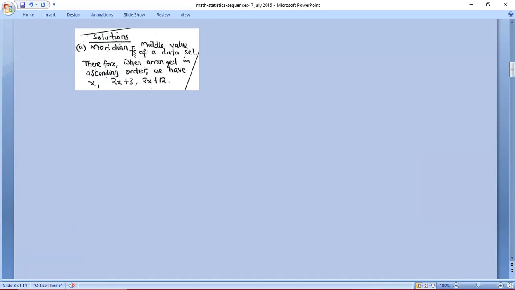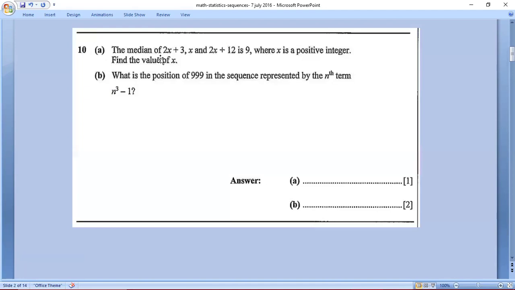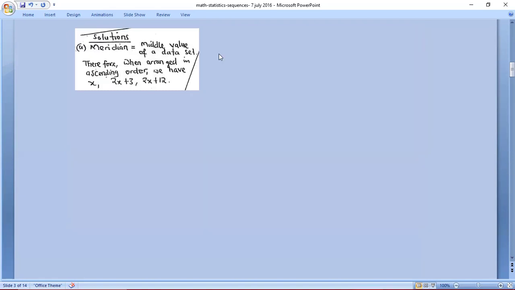So it says this is equal to the middle value of a data set. If you're given a data set, like I was saying, a data set just means a list of all the members in a population. If you're given a population of elements or numbers, a set in other words, all the elements will be called the data set. And the middle value of all these, when you arrange them in order, will be the median.